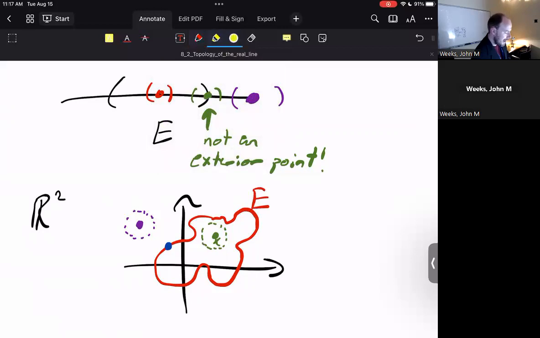And then finally, for the boundary point here, any circle that I draw around this blue point is going to be part in and part out of the set E. So you can see here, I've drawn examples of interior, exterior, and boundary points in terms of R2. And we could have done this in terms of R3 or R4 and any of these other spaces, because all of these spaces have a defined notion of distance.